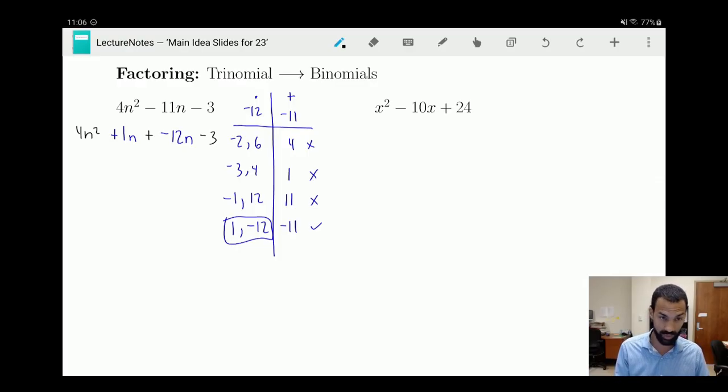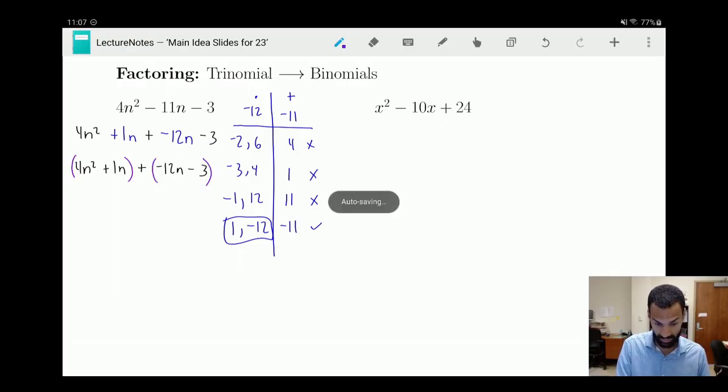Okay, so why do we want to do that? This is the next step. We want to group together the first two terms and the last two terms. So I'm just going to write it again with a little more space so that I can group together the first two terms and the last two terms. Okay, so now 4n squared plus 1n grouped together, plus negative 12n minus 3.